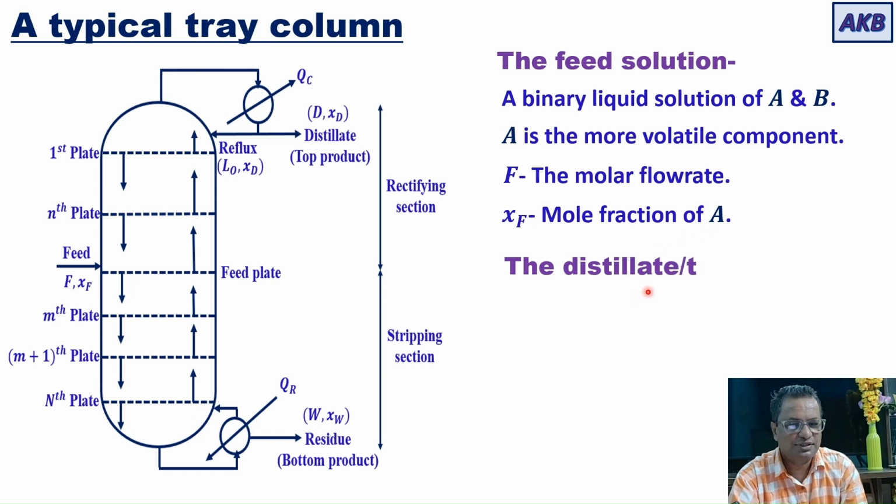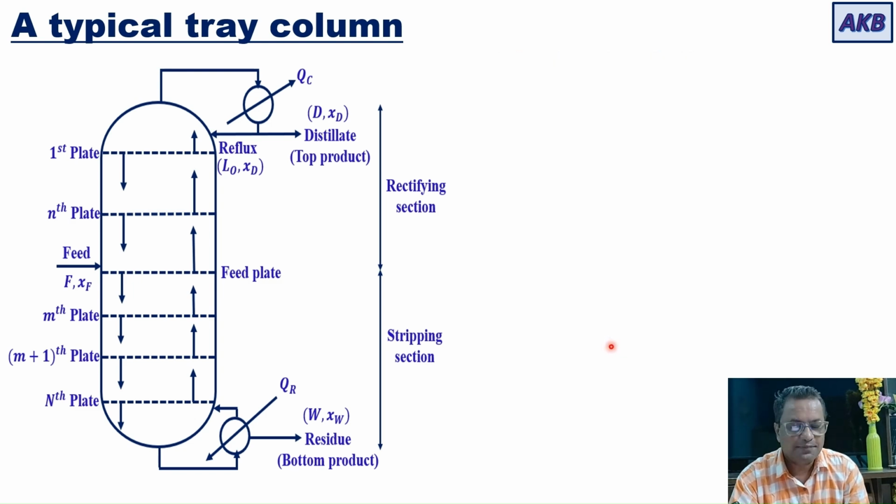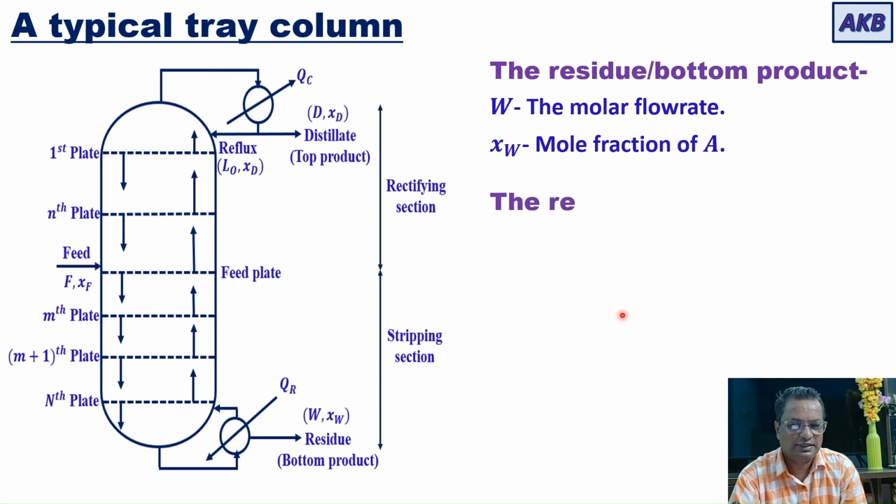Then you have the distillate. For the distillate or the top product, D is its molar flow rate, and XD is the mole fraction of A in the distillate. That is, the mole fraction of the more volatile component in the distillate. Okay. Then you have the residue. For the residue or the bottom product, W will be its molar flow rate. XW will be the mole fraction of A in it.